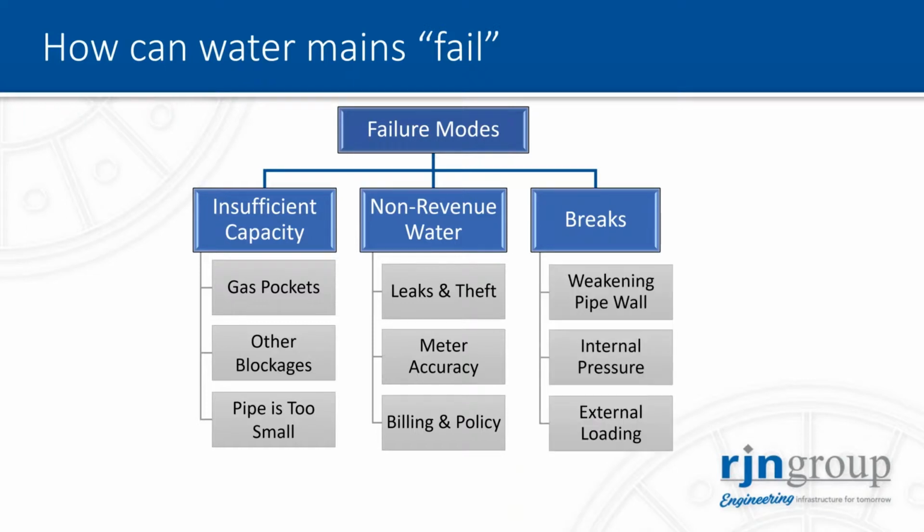And then with breaks, there's really three main areas for breaks: weakening of the pipe wall, internal pressure causing breaks, as well as excessive external loading causing breaks. So we'll break each of these down just a little bit further. So we'll separate the breaks into each one of those three categories.